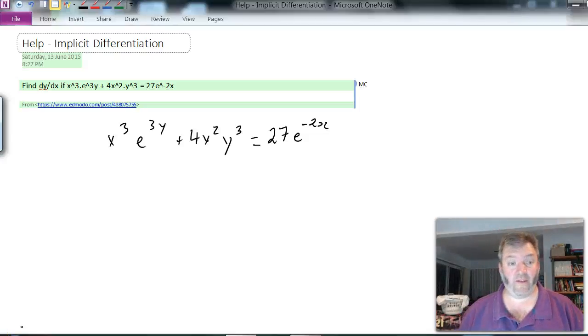Alright, back with a little bit of implicit differentiation. So remember the aim is to find dy/dx. Got to watch out for our product rule, got to watch out for our chain rule. We should be right though. Let's just go through step by step and make sure we can get this one.